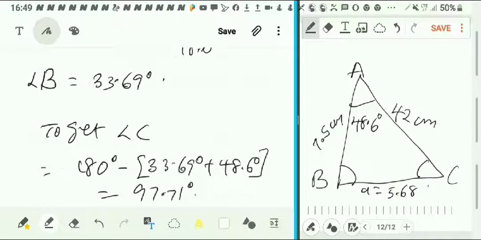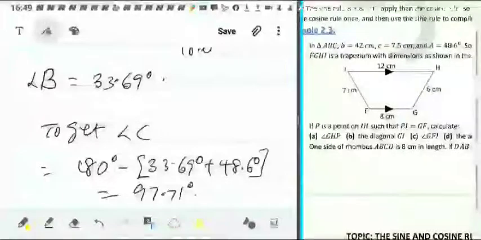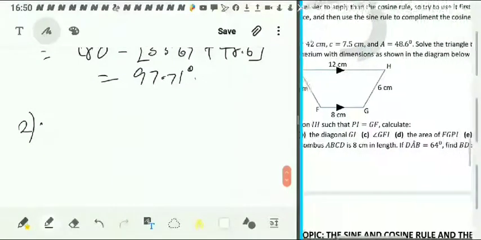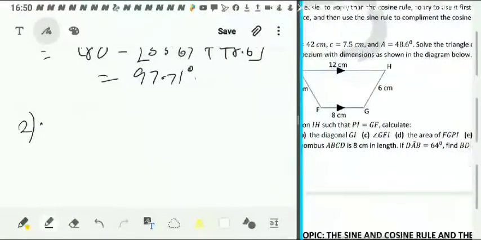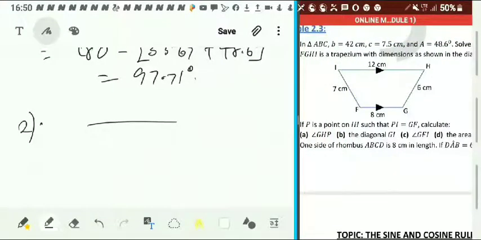Okay, now let's quickly look at number 2. So we've solved that triangle completely. When they say completely, they told us to get the unknown sides, the sides that we're not given. FGHI is a trapezium with dimensions as shown in the diagram below. I will need to transfer this diagram again. But let's just put this one first.